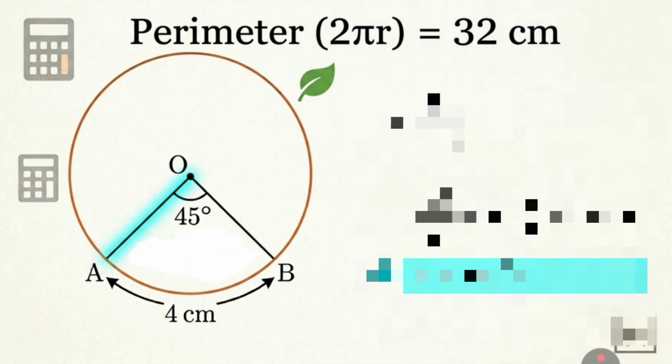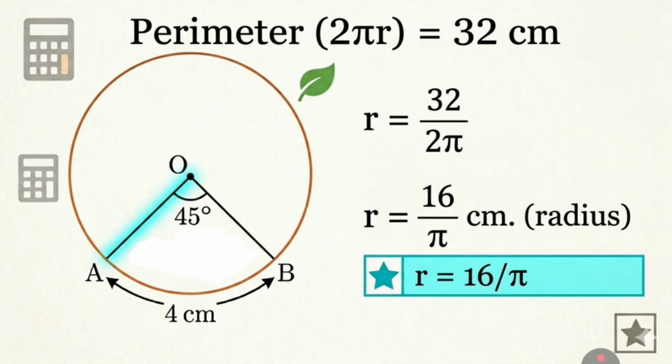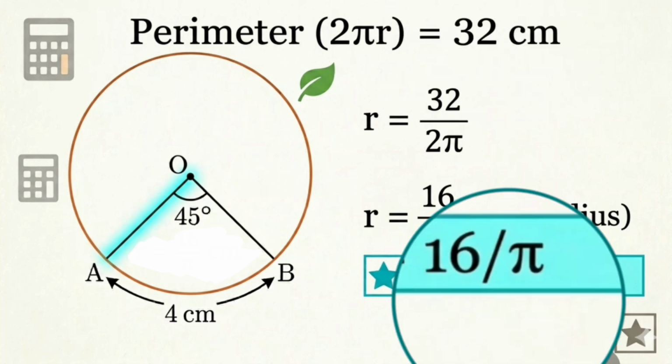Now step 2, extraction of the radius. For that we have total perimeter 2 pi r equals 32, as we just solved. To isolate the radius, we divide 32 by 2 pi, which simplifies down to 16 by pi. So our final answer is perimeter equals 32 cm and our radius is 16 by pi centimeters.